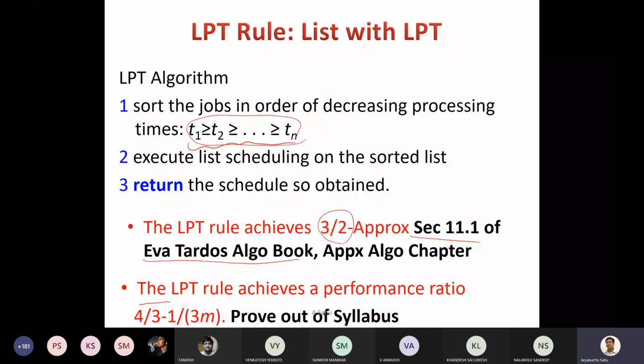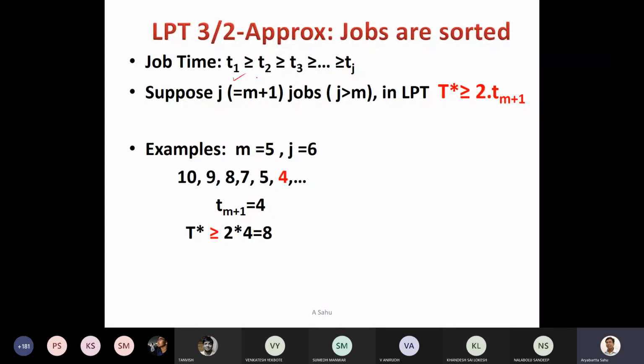So tasks are ordered in sorted order. Suppose the first task has the highest execution time and the last one has the lowest execution time. And suppose J is equal to M plus 1, so M plus 1 jobs, where M is the number of machines, so J is greater than M. Can I say T star is greater than or equal to 2 into T M plus 1? Suppose there are M plus 1 jobs, J is M plus 1. So the number of jobs is equal to M plus 1. Can I say T star is greater than or equal to 2 T M plus 1?